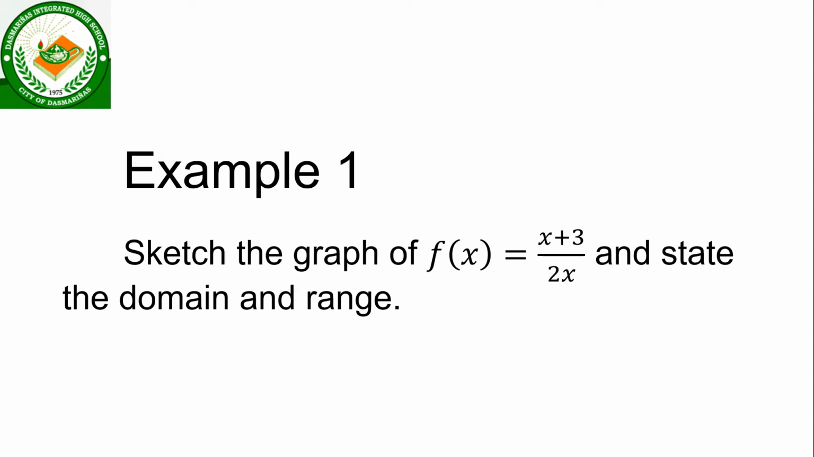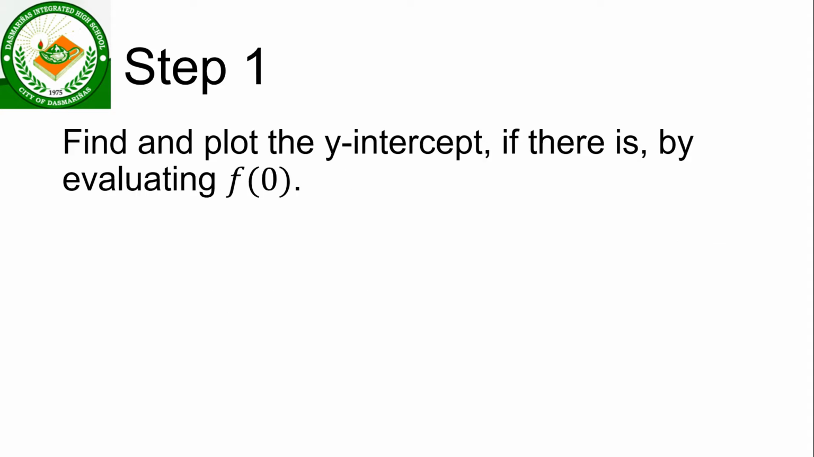So for our first example, we have here: sketch the graph of f of x equals x plus 3 all over 2x. And we have to state the domain and range of this function. So, first step, find and plot the y-intercept if there is. Okay, how are we going to do that?